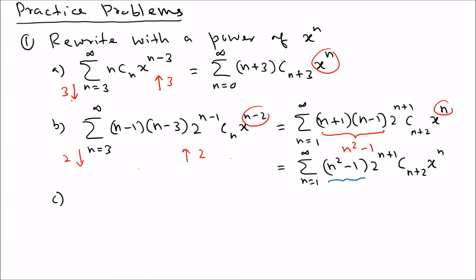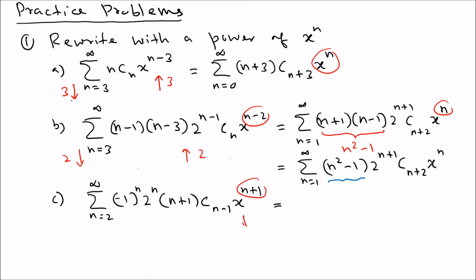Let's do another one. So how about this one? Sigma n equal 2 to infinity, negative 1 to the n power, 2 to the n plus 1, Cn minus 1, x to the n plus 1. I know there are a lot of cases here. So let's say you want to start with this one again by n. So we have n plus 1. That means you have decreased by 1. That means you have increased by 1 outside.